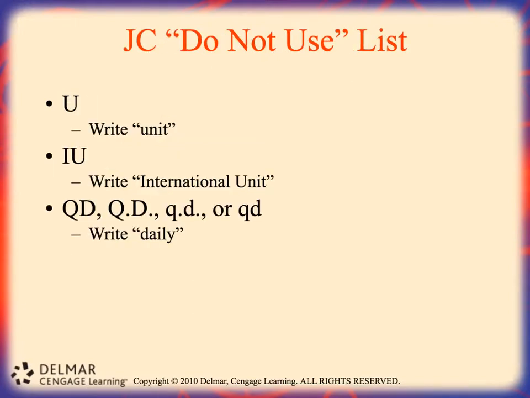Also, another thing that causes a lot of errors are abbreviations, and the Joint Commission has put out a do not use list for that very reason. A lot of these that we no longer use used to be confused with other things, and it would cause medication errors. So instead of U for unit, we're going to write unit out. IU we write out international unit.